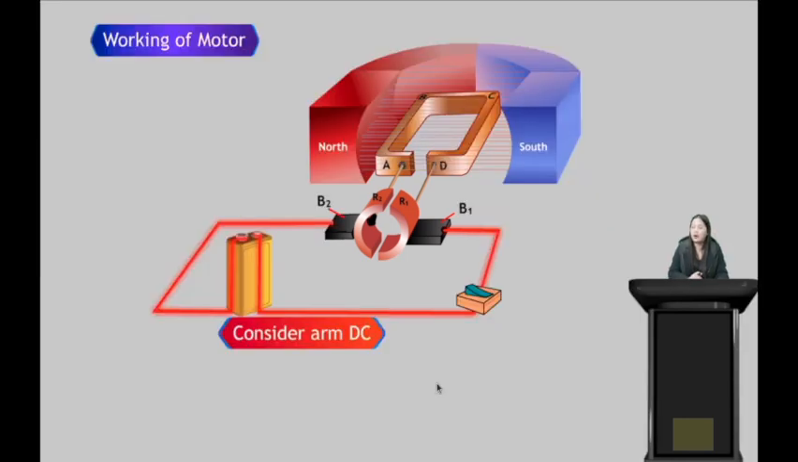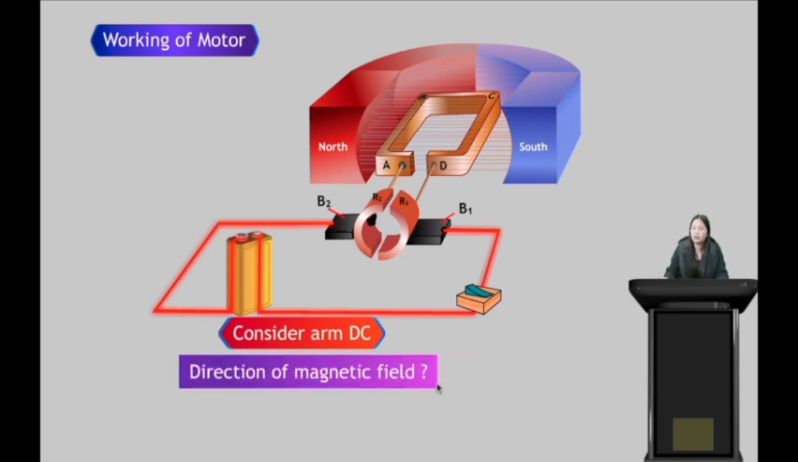Now let us consider arm DC. We will look into it one by one: arm DC, then arm BA. So first let us consider arm DC. In arm DC, what is the direction of magnetic field? The direction of magnetic field is from north to south, so it will be in this direction, as shown here.